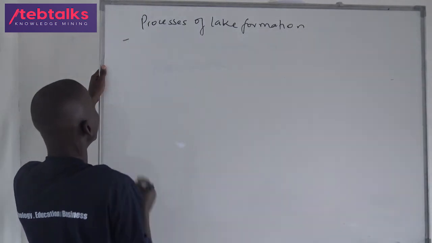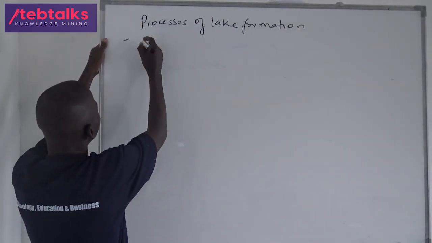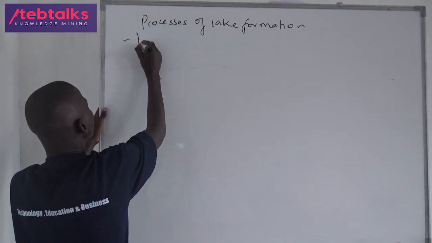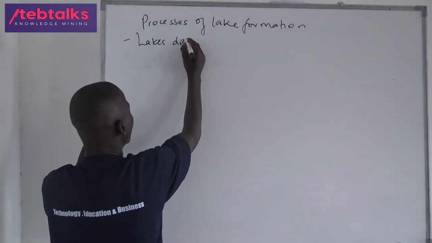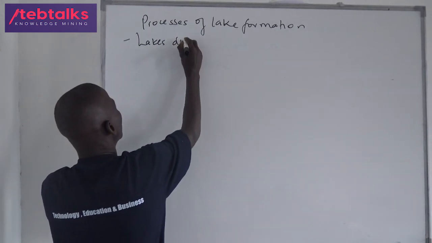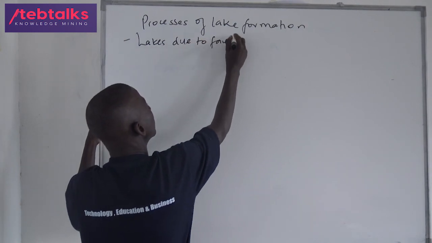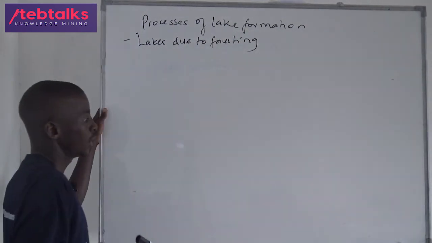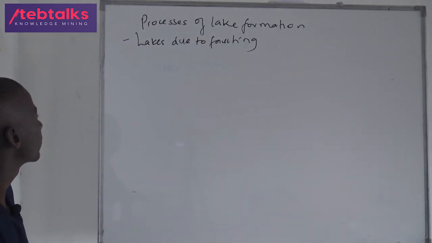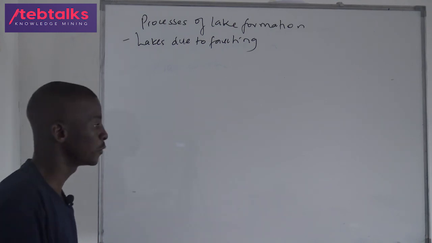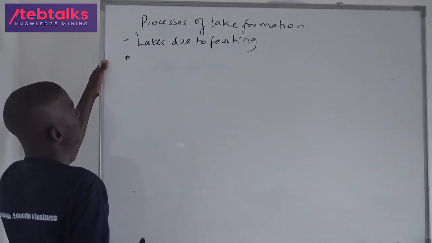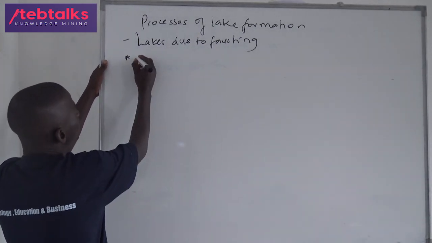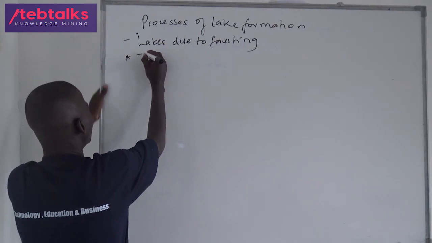The first process is, let us look at lakes due to faulting. Lakes due to faulting are very many, and most of the lakes in East Africa were formed by this process, the process of faulting. So what happens? First of all, what are these lakes? Lakes due to faulting include lakes in East Africa.